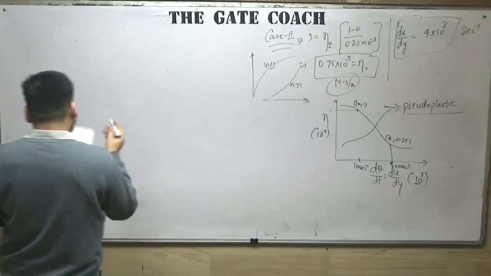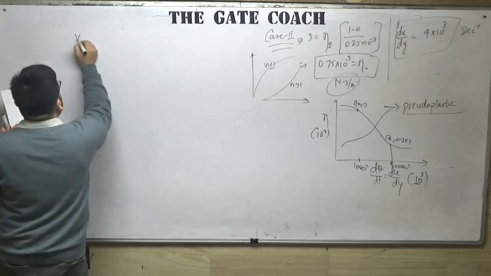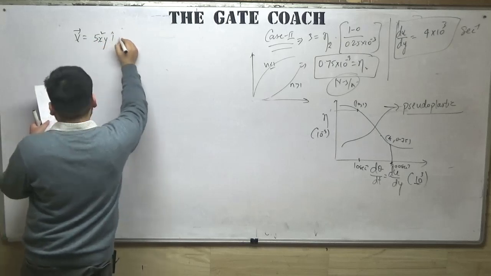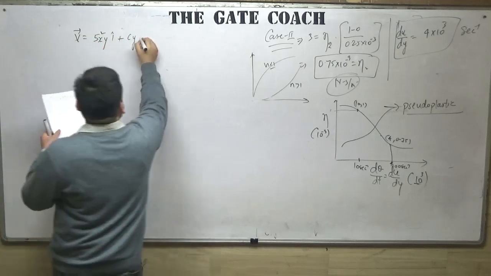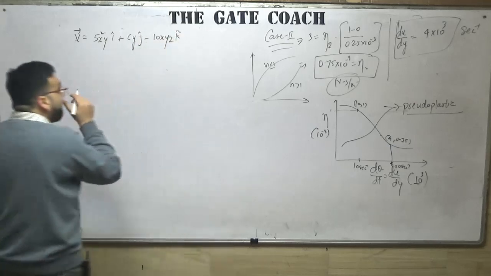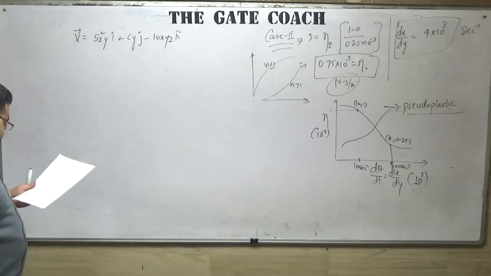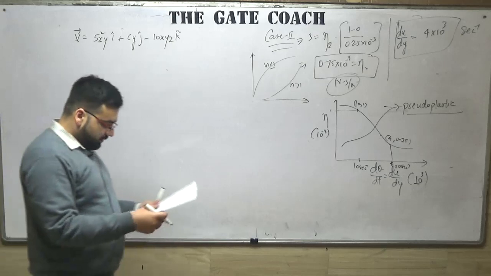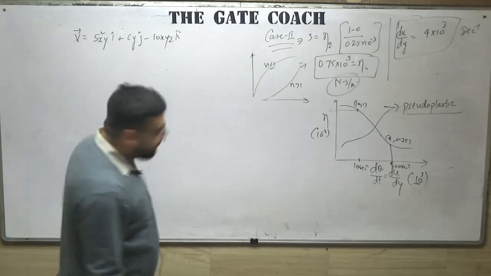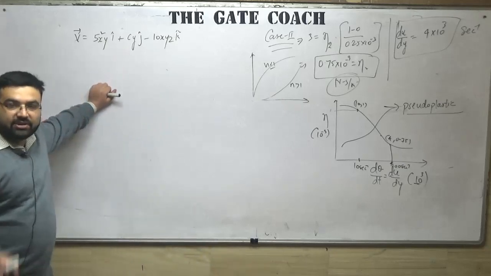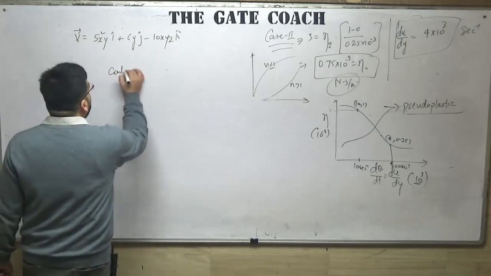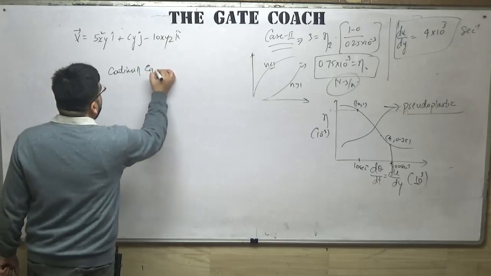The question was, velocity profile was given to you, that is 5x square y i cap plus cy j cap minus 10 xyz k cap. And it was given that a type of flow. So what do you have to find? You have to find the value of this c. So I told you that if it is a flow, it has to follow the continuity equation.